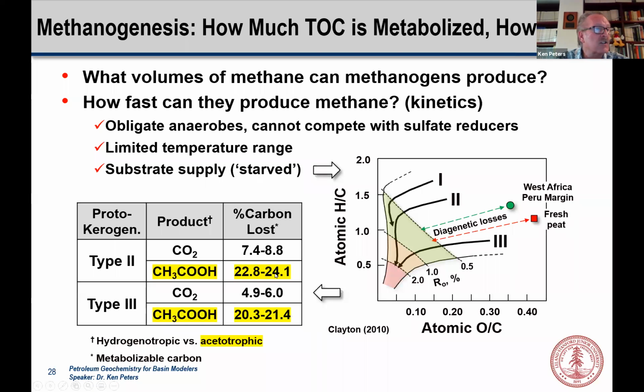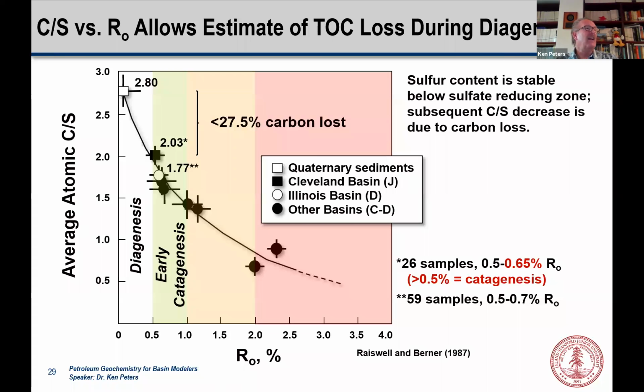So let's just remember these sorts of numbers. These are the amount of carbon lost in this methane production here. And that's kind of interesting, isn't it? It's not 100%. Remember that Pinero et al. paper: it's a fraction of the organic carbon that's available to make methane. So there's another way to get at this that's totally independent. If you look at the paper by Raiswell and Robert Berner, this shows carbon to sulfur ratios as a function of thermal maturity. Again, this is vitrinite reflectance under immersion oil. And they have collected a lot of data from around the world from different sediments. And they said, well, how much carbon is lost going from diagenesis to the beginning of early catagenesis here?